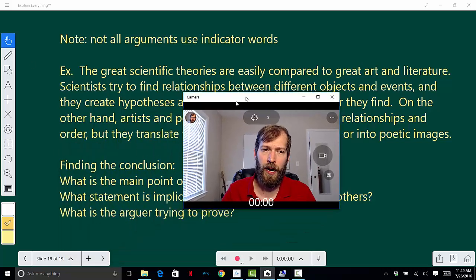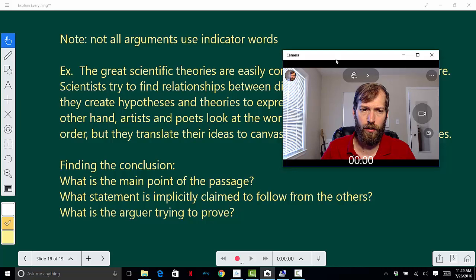So when we're trying to figure out the conclusion of an argument that doesn't have these indicator words, it's helpful for us to ask, what is the main point of this passage? What statement is implicitly claimed to follow from the others? What is the arguer trying to prove? And keeping these questions in mind will help us focus in or suss out what the conclusion is, and then our other statements are very likely going to be premises.